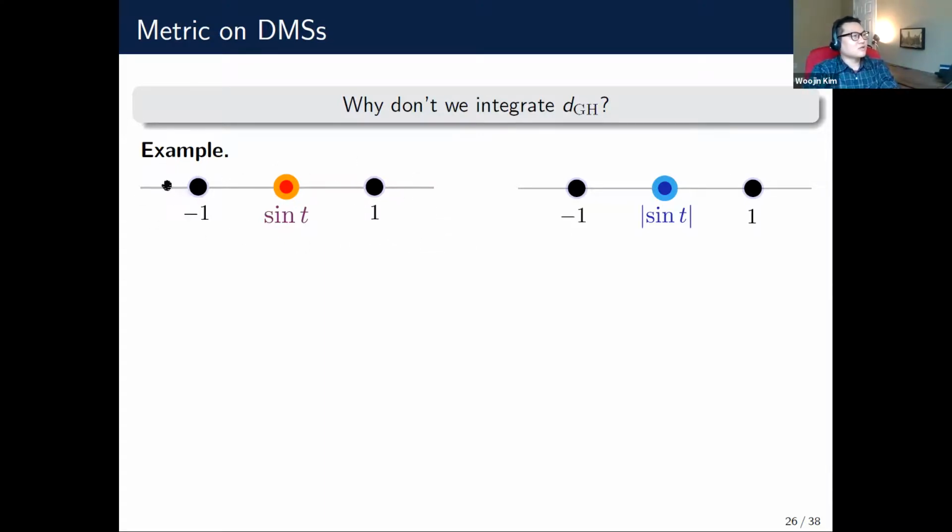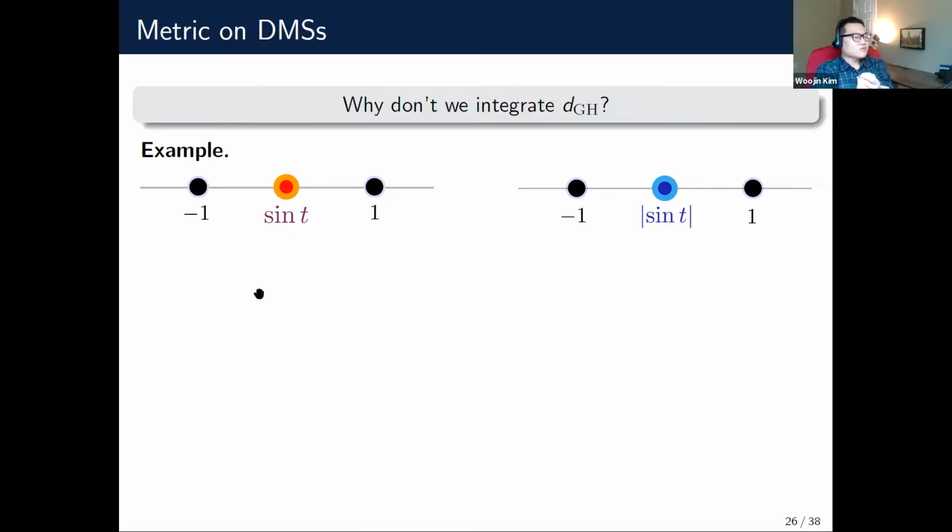3 points are on the real line. The 2 points are fixed at -1 and 1. And the middle point has time-dependent coordinate sine of t. Therefore, this middle point oscillates between the other 2 points over time. And the other dynamic metric space is almost the same, but the middle one has a slightly different description. It has the absolute value of sine of t. Then this middle point will oscillate between the origin and the right-hand side point.